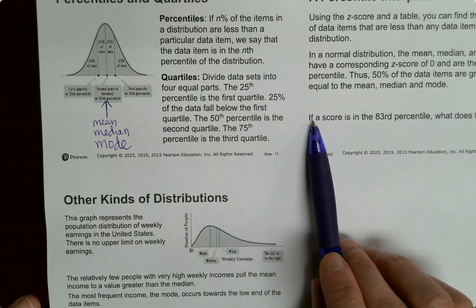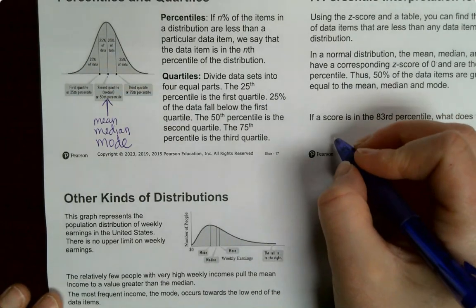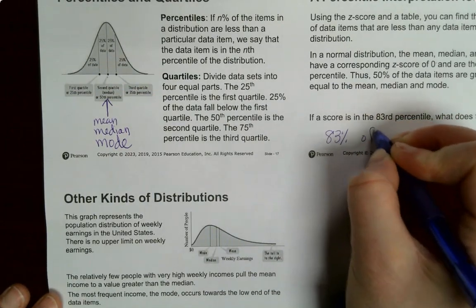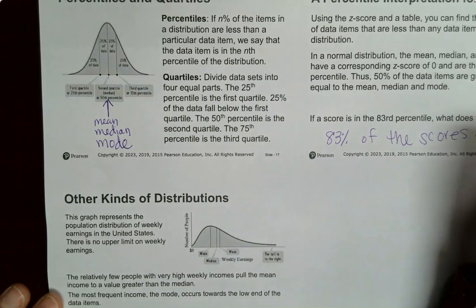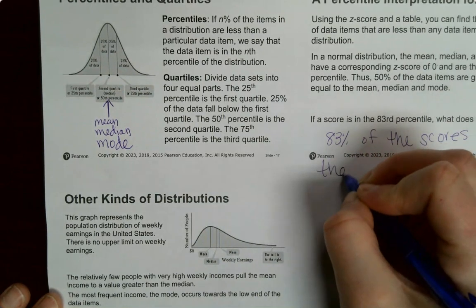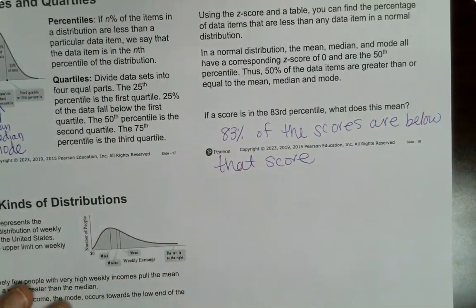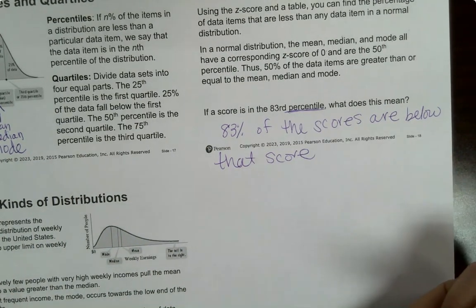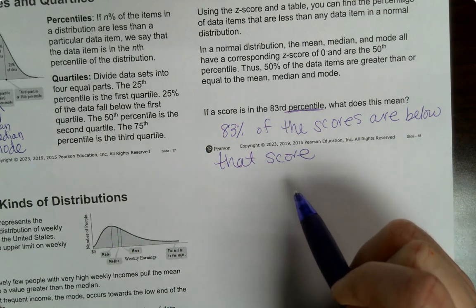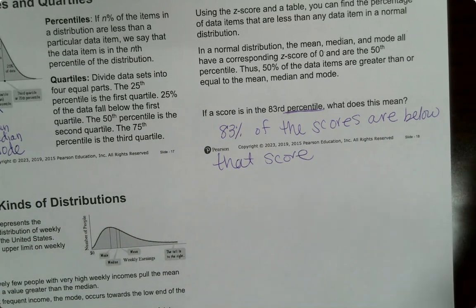If we look at a particular score that's in the 83rd percentile, what does that mean? It means that 83% of the scores are below that score. So you're in the top tier if you're at the 83rd percentile. They use percentiles for SAT, ACT scores. They use them for heights and weights, especially whenever you just had a kid, they'll tell you what percentile your child is in for height and weight.